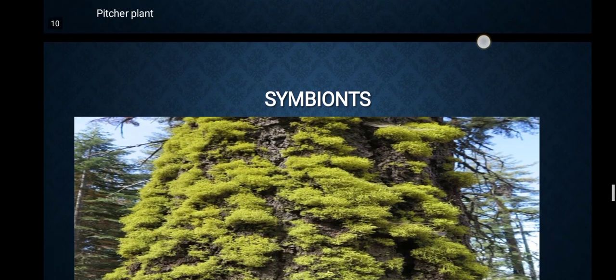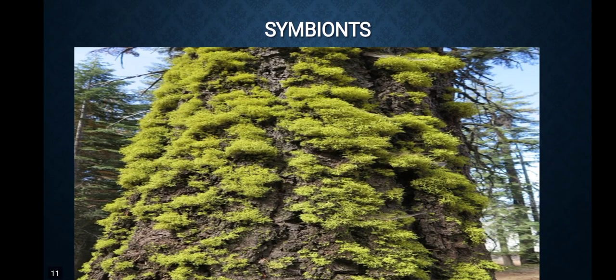Let's move towards the next topic, that is symbionts. Okay, so what is symbionts, student? In this mode of nutrition, two different types of organisms live and work together for their mutual benefit from each other. Okay, symbionts means two different types of organisms live and work together for their mutual benefit from each other. For example, lichen is a combination.